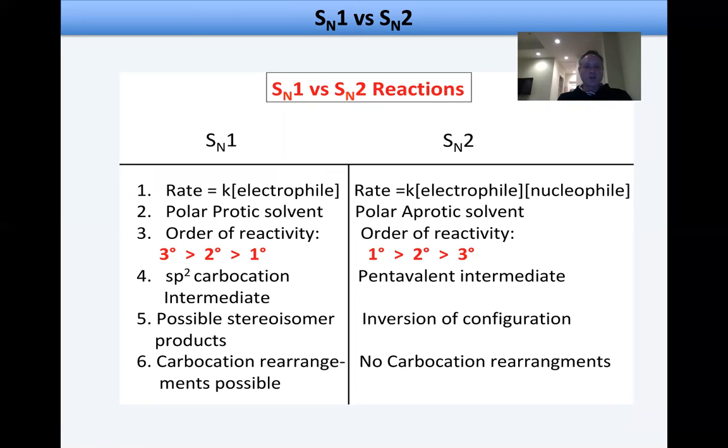So it's farnesylation. So what we see with SN1 is that the rate is K times an electrophile. It's polar protic. The order of reactivity is tertiary, secondary, primary. We go through an sp2 carbocation. We always have to think about stereochemistry, and we're not going to discuss the carbocation rearrangements, but we have a lot of that as diagnostics on our website.